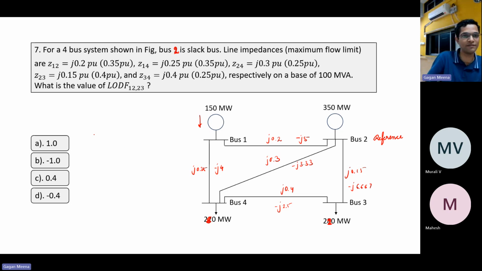So can you help me with the Y bus? What will be the first element, Y11? You can remove this one. Not this.